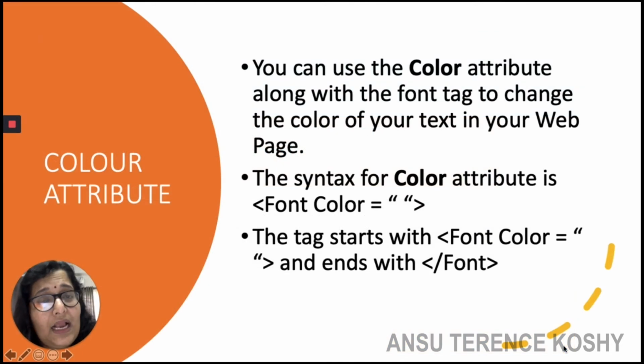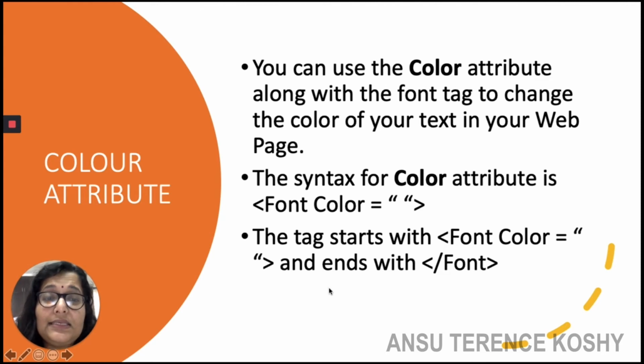Next is the color attribute. You can use the color attribute along with the font tag to change the color of the text in your web page. This color attribute is basically used to change the color of the text placed between the font and slash font. The syntax for font color attribute is font color is equal to this.